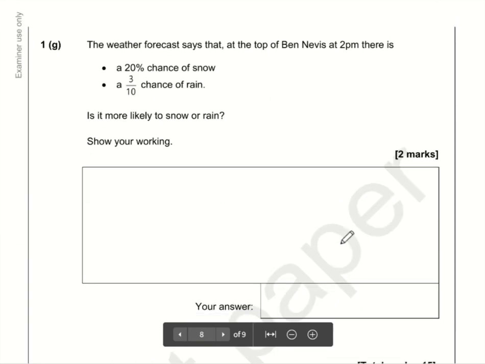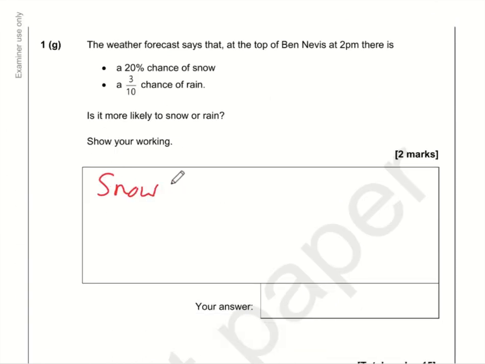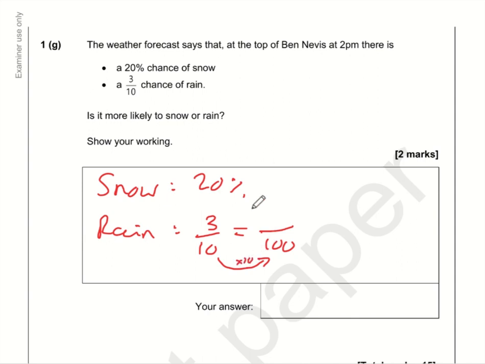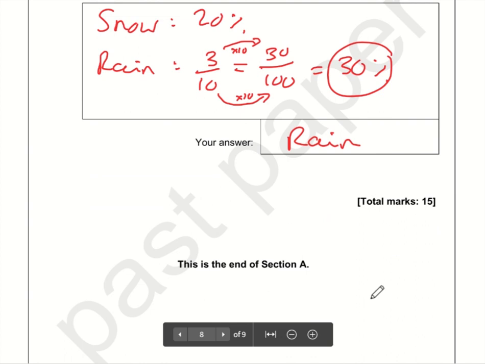And part G, so snow, we've been told, is 20%. Rain is 3 out of 10. Now, I'm going to convert this into a percentage. Remember, percent means out of 100. So I'm turning this into a fraction out of 100. To turn a 10 into a 100, we multiply by 10. So I'll do the same to the top so that it's an equivalent fraction. And that is 30 over 100, which is 30%. 30% is greater than 20%, so therefore it's more likely to rain than it is to snow. And that is the end of section A.